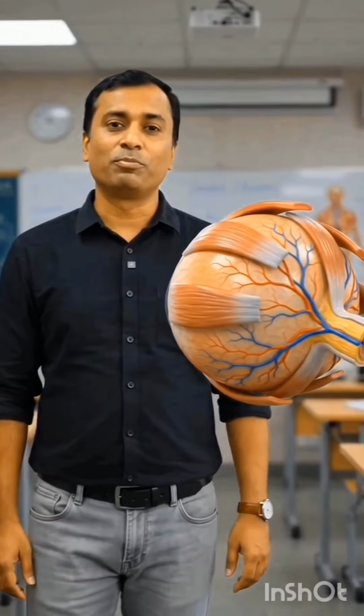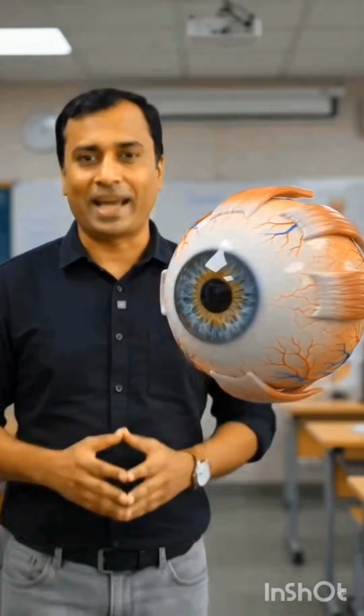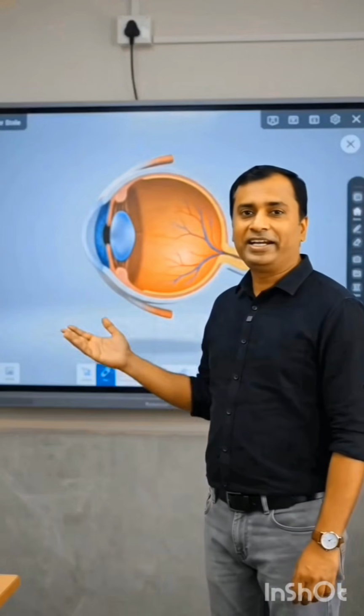The human eye is one of the most remarkable organs in our body. It works very much like a camera. Let's first identify the major parts of the human eye.